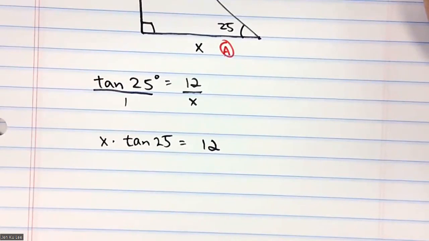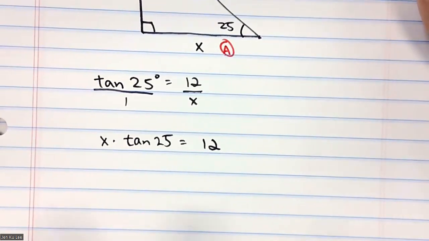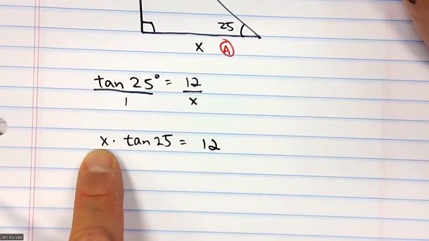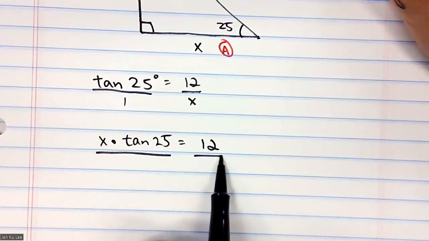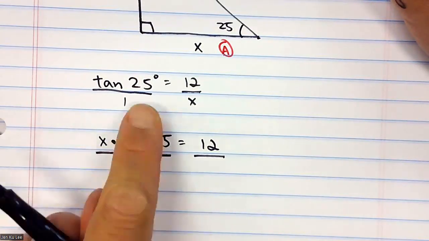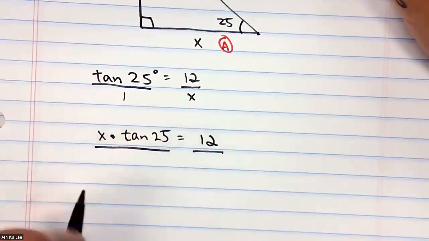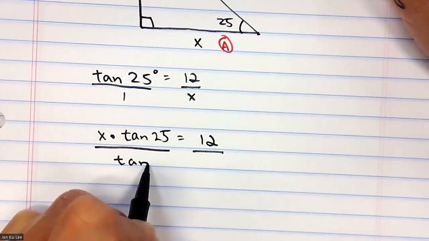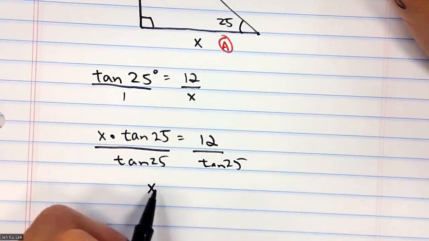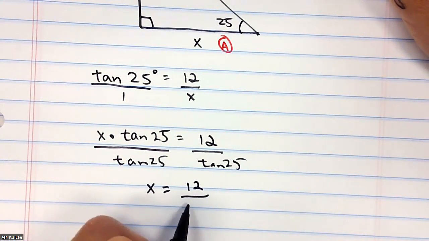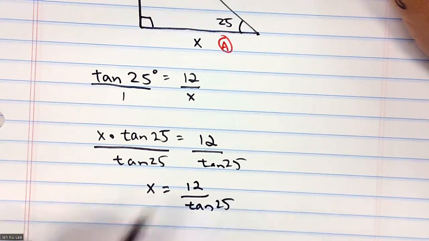And then what? Because I have to solve for x, right? It's times. Divide by what? Divide by the tangent of 25, right? So x is going to equal 12 divided by the tangent of 25.